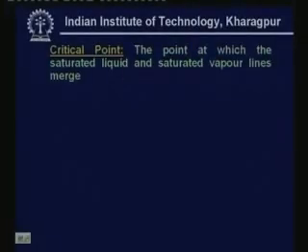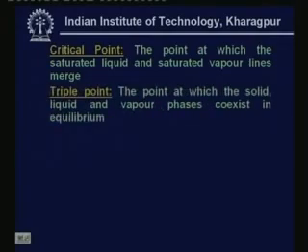Now, this is the repetition of whatever I have stated earlier. The critical point is the point at which the saturated liquid and saturated vapor lines merge, and the triple point is the point at which the solid, liquid and vapor phases coexist in equilibrium.